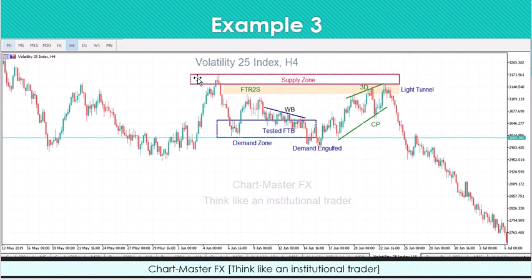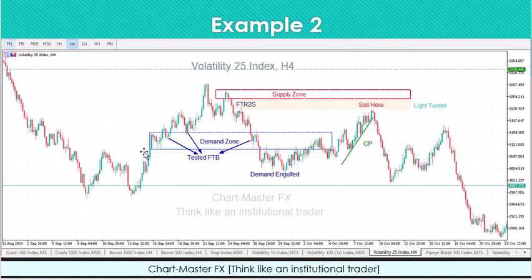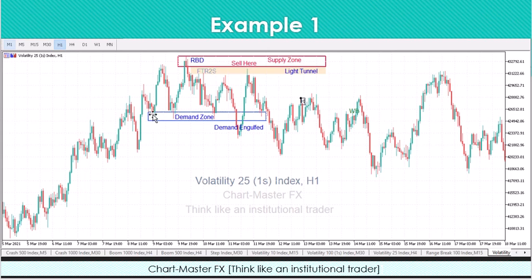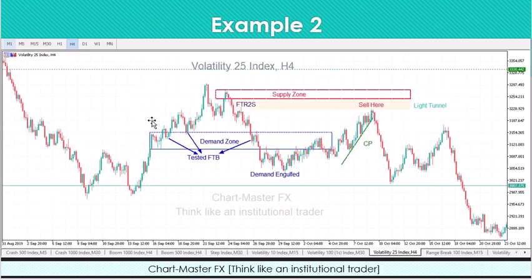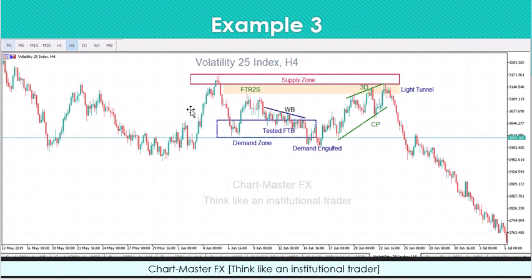So you can see that there is a little change in this example. As you can see before, the supply here was actually created after the demand zone, and on example number 1, this demand was created before the supply zone. So here you can see we have our demand. The RBD, which is supply, was created after the demand zone. So this is another version of FTR2SD, where this demand can be created after we have already identified the supply zone.